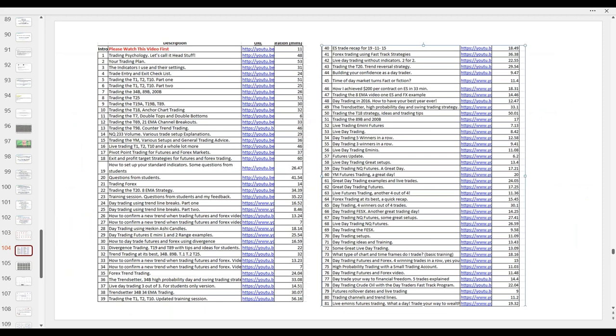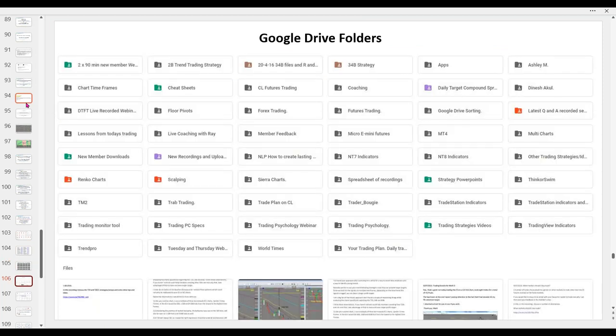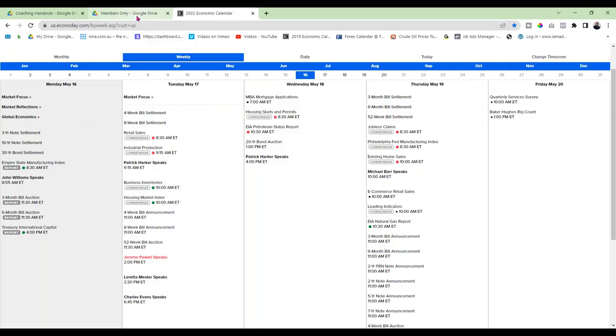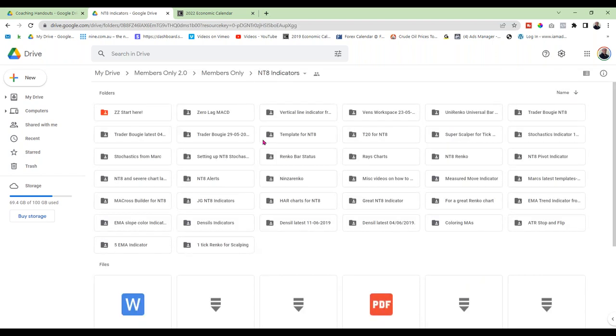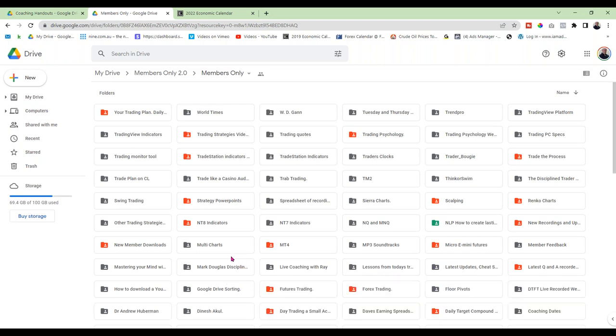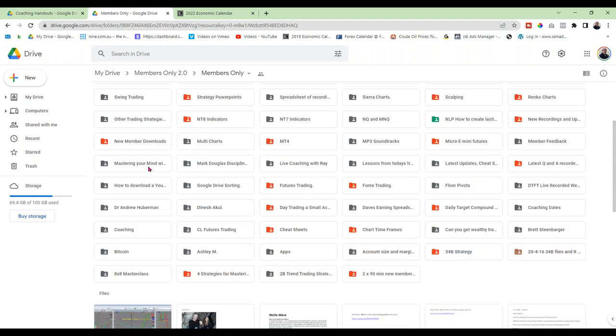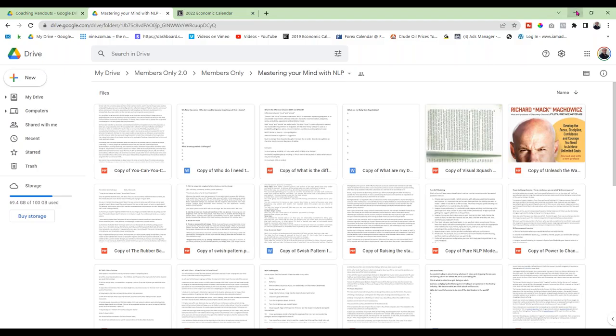I mentioned there are dozens of videos. No, you don't have to watch them all, and they're all labeled so you can focus on the setup you're working on. There are dozens of custom marked up charts on my Google Drive. Traders, my Google Drive is here. Say if you trade with NT8, there are all of the indicators, templates, and videos included. If you're into neuro-linguistics, you can just click on Mastering Your Mind. That's a webinar I ran with NLP. There are dozens of handouts. I think you get the general picture, traders.